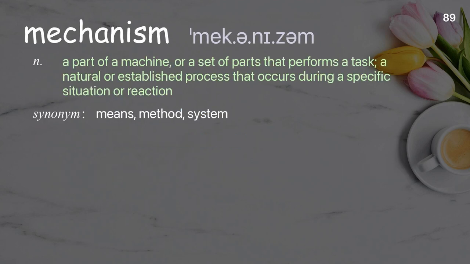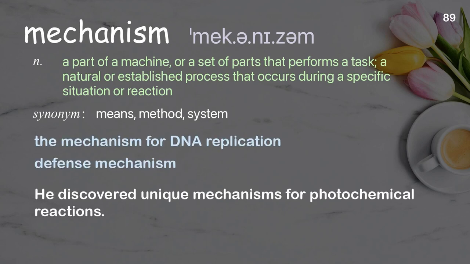Mechanism: a part of a machine or a set of parts that performs a task, a natural or established process that occurs during a specific situation or reaction. Examples: the mechanism for DNA replication, defense mechanism. He discovered unique mechanisms for photochemical reactions.